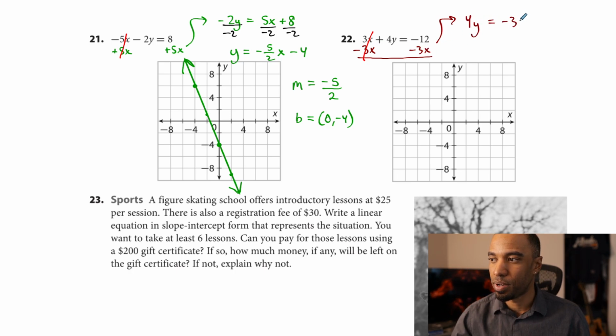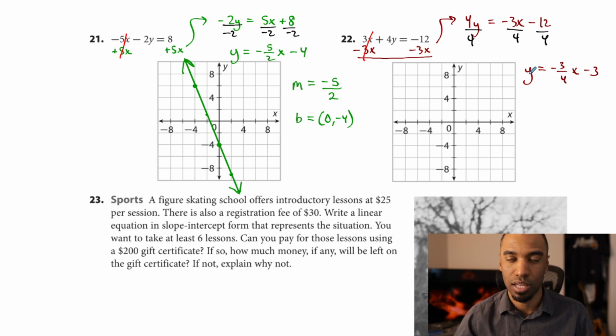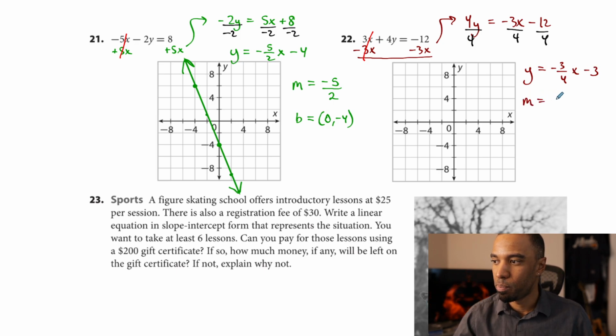All right, negative 3x minus 12. So if I can divide everything by a positive 4 here, it looks like I'm going to be getting y equals negative 3/4 x minus 3. Negative 12 by 4 is negative 3. So my slope is negative 3 over 4. My y-intercept is 0, negative 3.